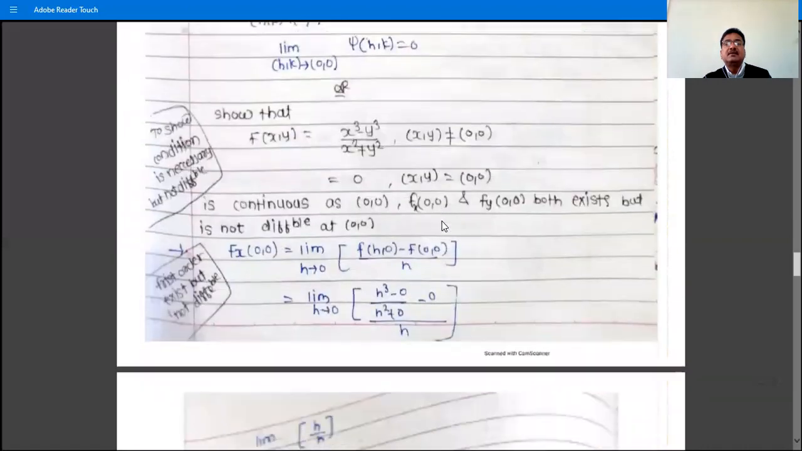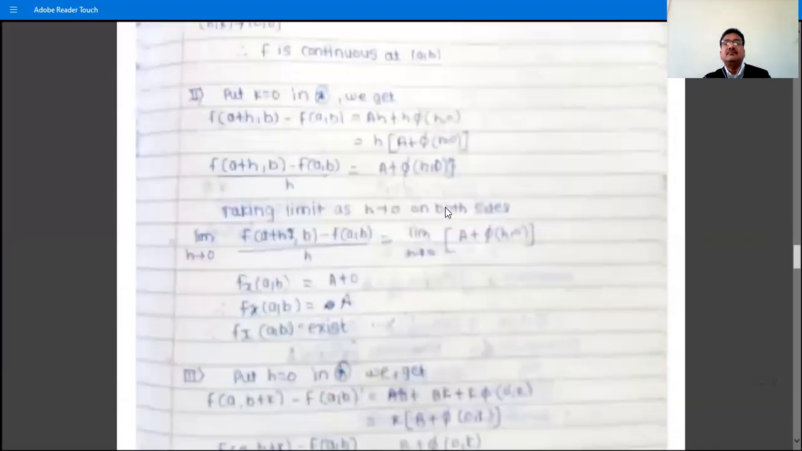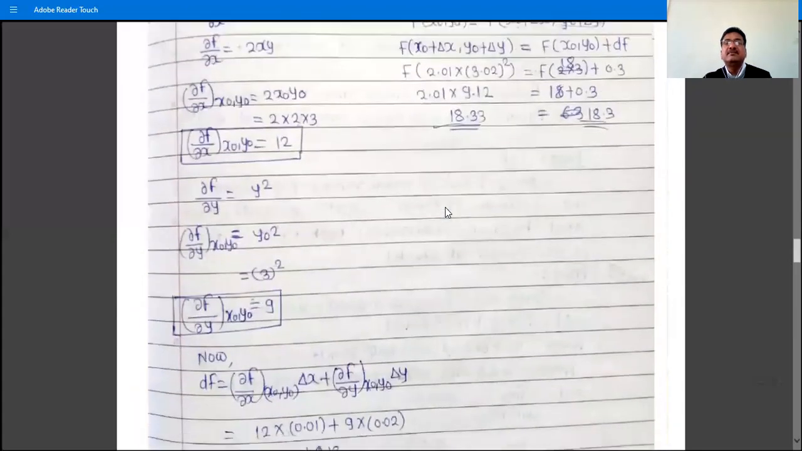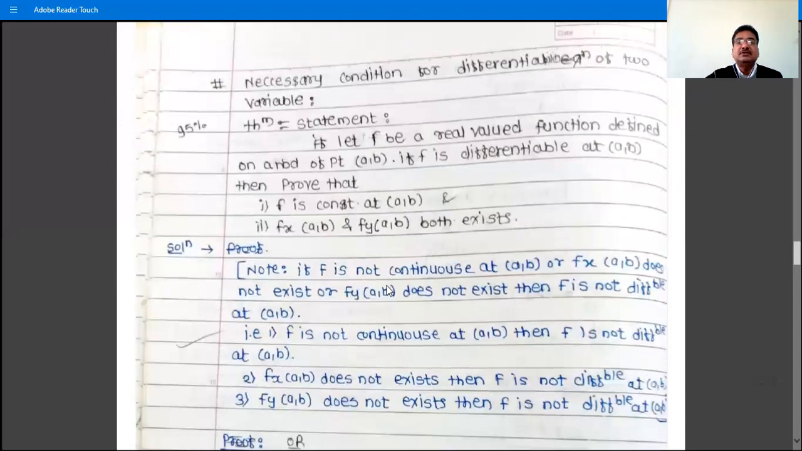And that's why, to show a two variable function differentiable or not differentiable using a necessary or sufficient condition, is it not possible? Using a necessary condition, we can show that the function is not differentiable. So these conditions are necessary, not sufficient. So what is the theorem? Let f be a real valued function defined on a neighborhood of point (a, b), and if f is differentiable at (a, b), then prove that f is continuous at (a, b), and fx(a, b) and fy(a, b) both exist.